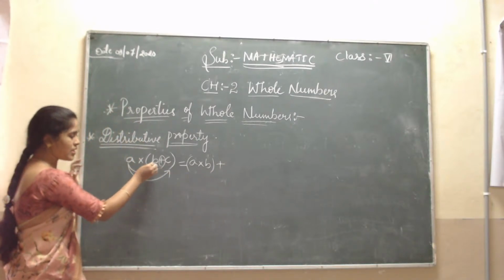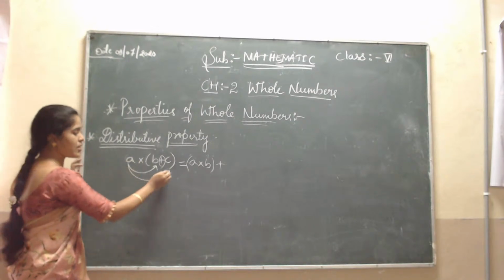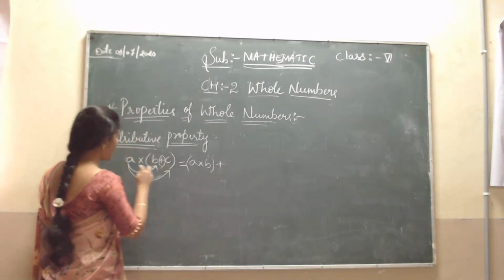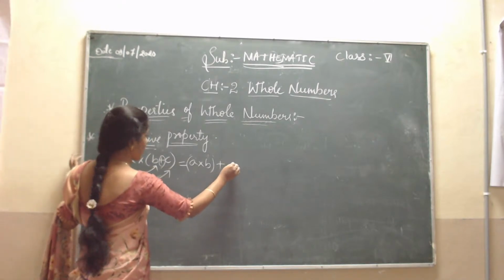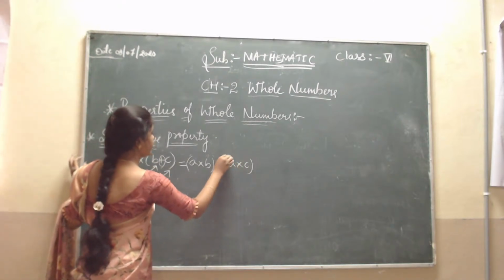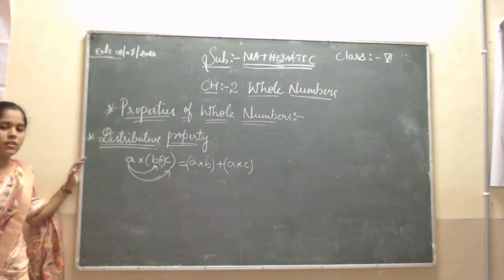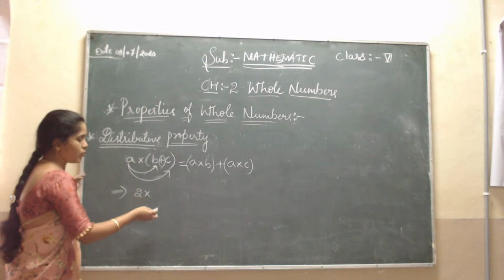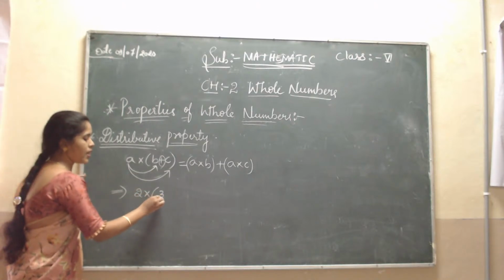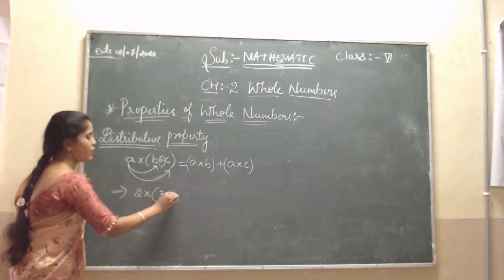First number with first, and first number with the last one. First with first and first with last: A into C. Let's take an example here: 2 into 3 plus 4.